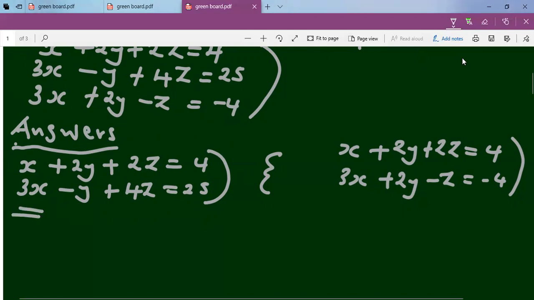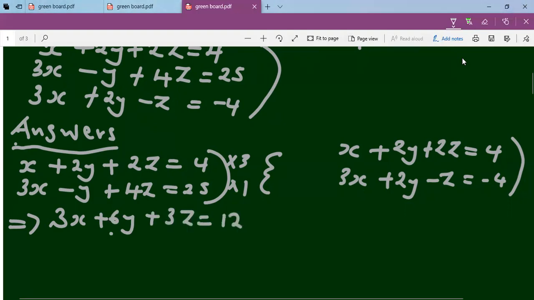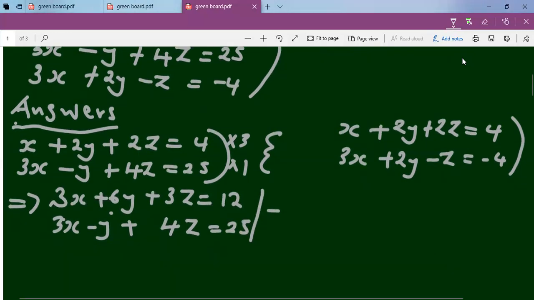But to do that, the coefficients must be the same. So what you do here, you multiply by 3, here you multiply by 1, because the coefficient for the first one here is 1, and here is 3, so you swap them. The moment you do that, you are going to have 3x for the first one, plus 6y, plus 6z is equal to 12. The second one will now be 3x minus y plus 4z is equal to 25. Because we want to eliminate x and the signs are the same, we are going to subtract. If the signs were different, we would have added.